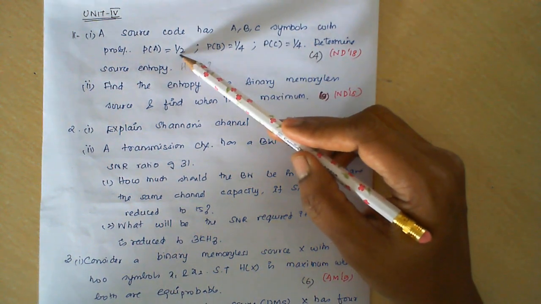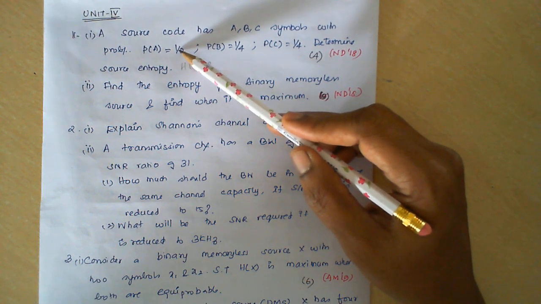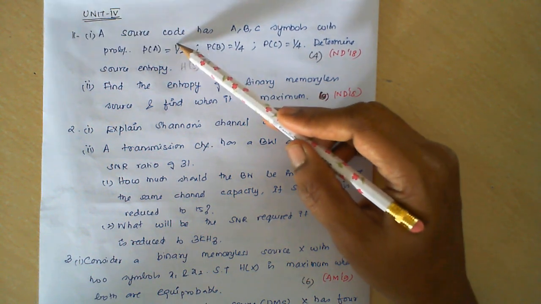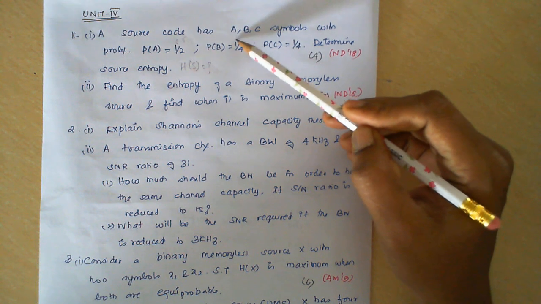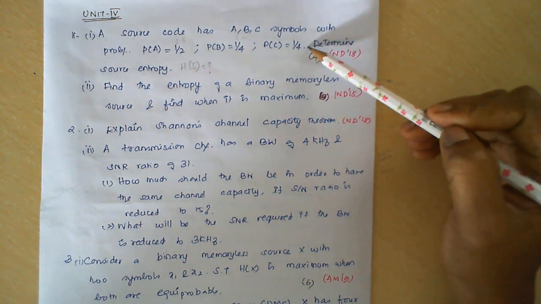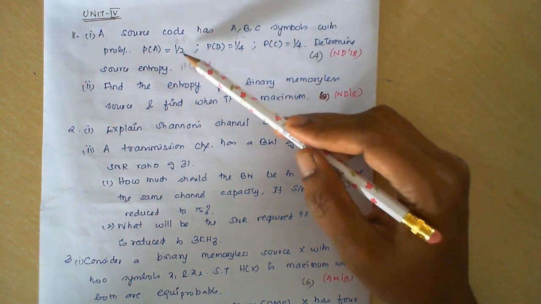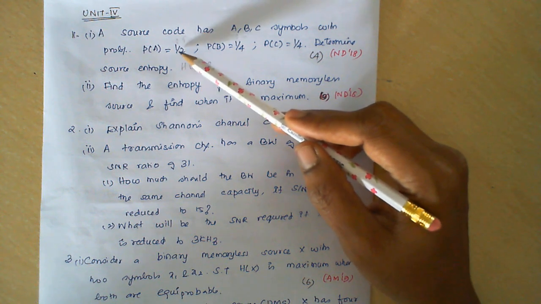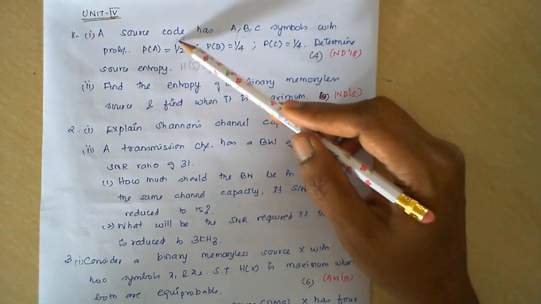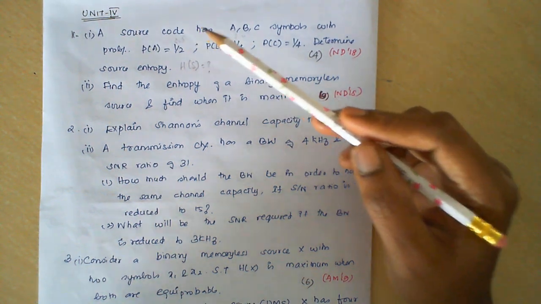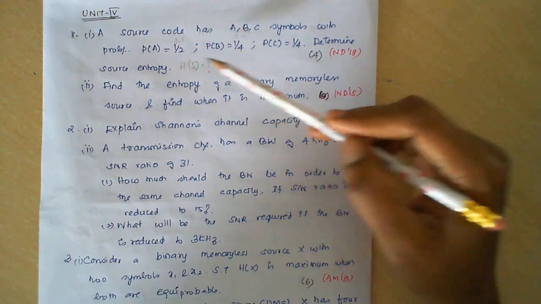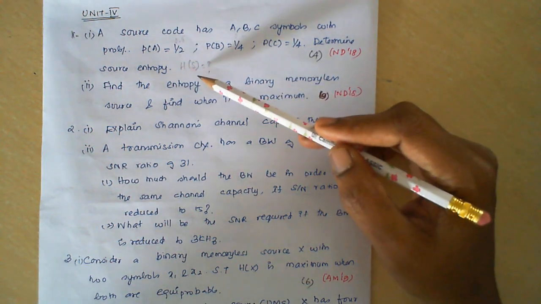So if they are giving 1 by 2, you should use the calculator and calculate the value. It is nothing but 0.5. For 1 by 4 it is 0.25 and again 0.25. In this way, if they are giving fractional values, you should calculate them as decimal values and convert them, and then proceed with the following question.